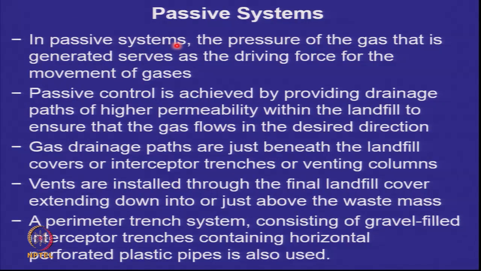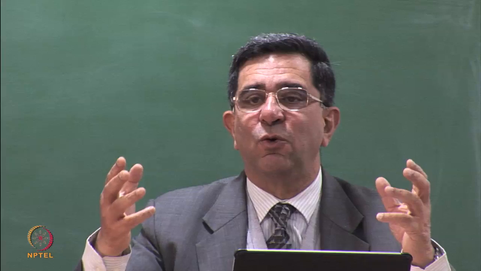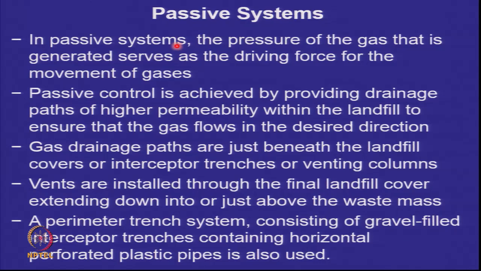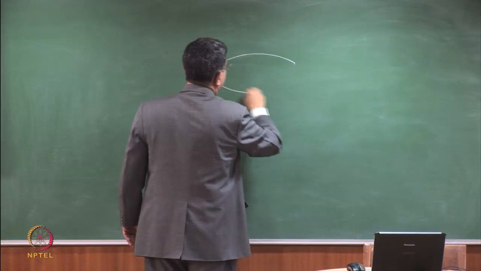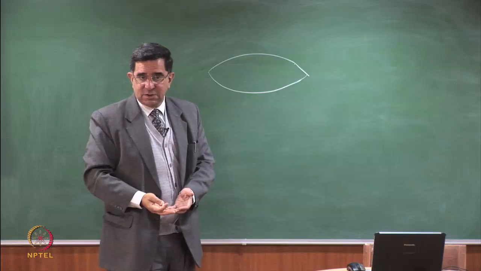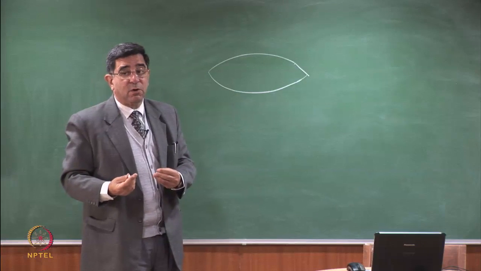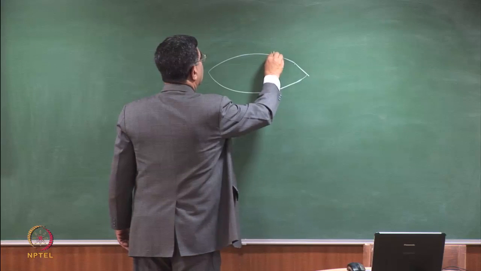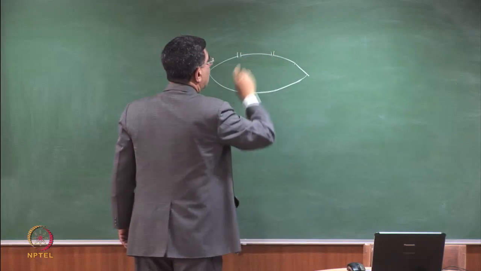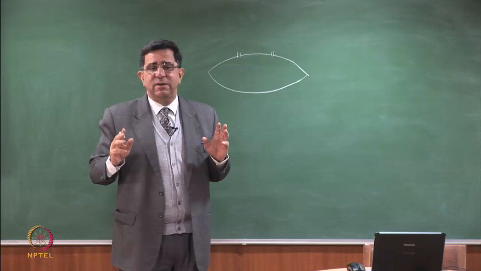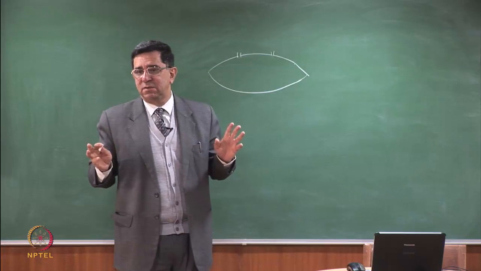In passive systems, gas will come out on its own under its own self-driven pressure. You have to just give the preferential pathways. If I have a well-designed containment system, and remember, containment for gas is much more difficult than containment for water, then if I have, let us say, two vents, gas will come out in these vents at its own pressure. This is called a passive system.